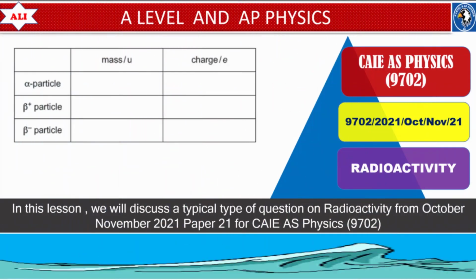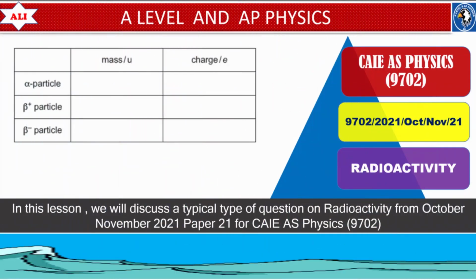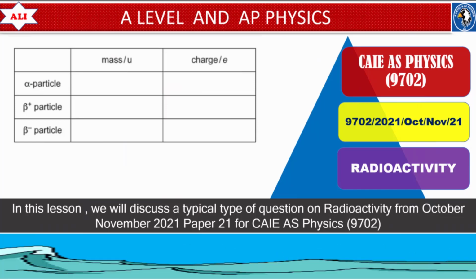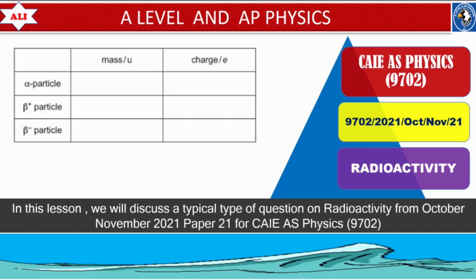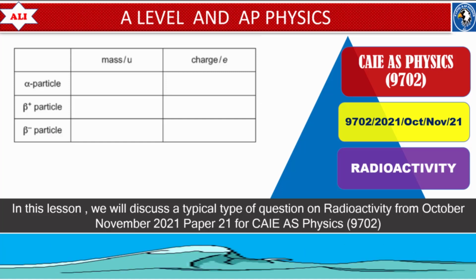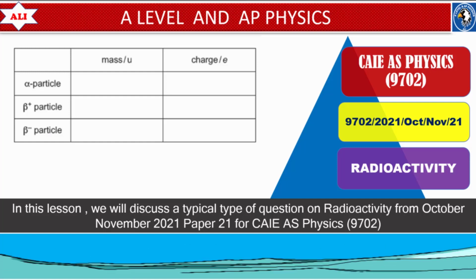Welcome to A-Level and AP Physics. In today's lesson, we will discuss a typical type of question on radioactivity from October-November 2021, Paper 2, Variant 1. This is a typical type of question because you will see this type of question very often in past papers.